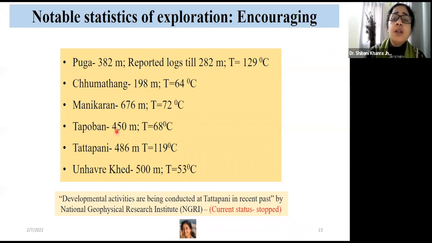The temperature was quite promising: in the case of Puga, it was obtained as 129 degrees. You can also notice that these were all explored at shallow depths, like 382, 198, 670, so almost 500 to 600 meters. So this temperature of 129 degrees, and 119 degrees in Tatapani, is quite promising, where one can look at the option for electricity generation from such geothermal output.